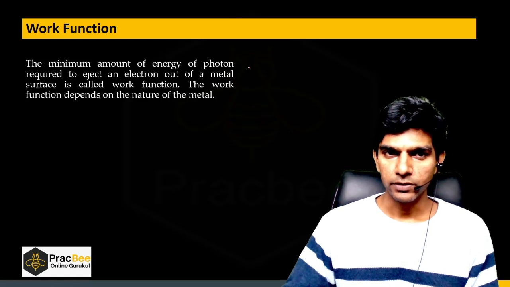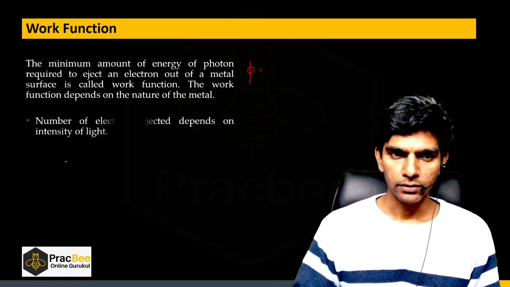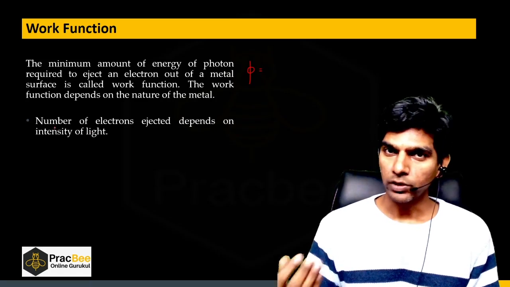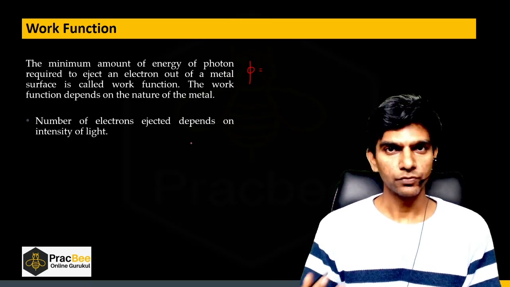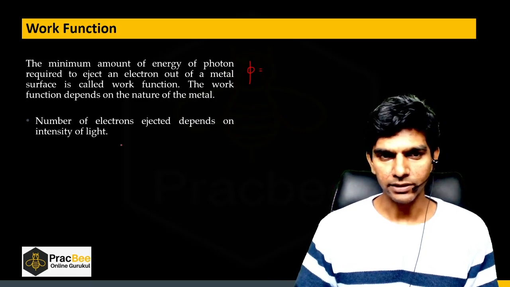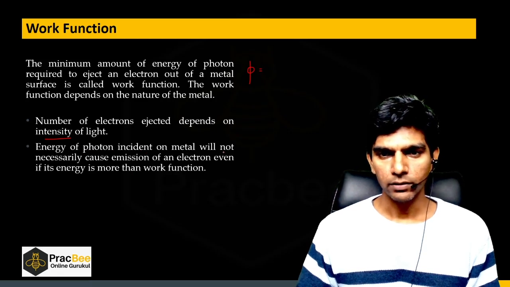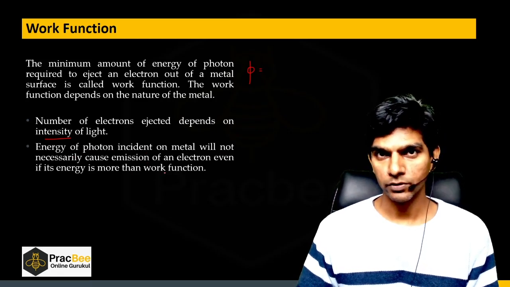So it is denoted with phi, right? And we should also remember that if we want to eject more electrons, we have to incident more photons. So if we talk about increasing the number of photons, it means we have to increase the intensity. So do remember this. The energy of a photon incident on metal will not necessarily cause emission of the electron, even if its energy is more than the work function.